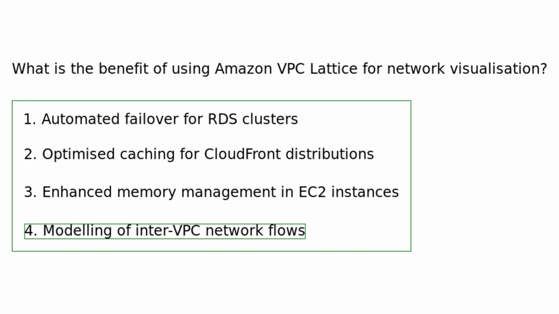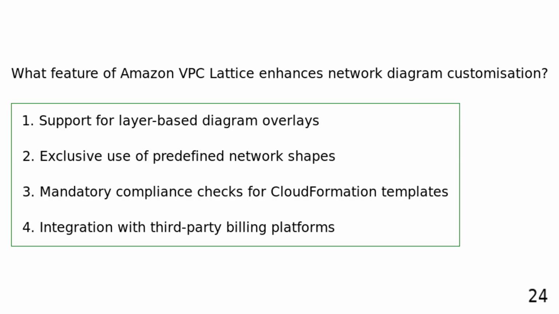Using Amazon VPC Lattice for network visualization allows for the modeling of inter-VPC network flows, providing insights into the data transfer and communication patterns between different VPCs within the AWS environment. What feature of Amazon VPC Lattice enhances network diagram customization?